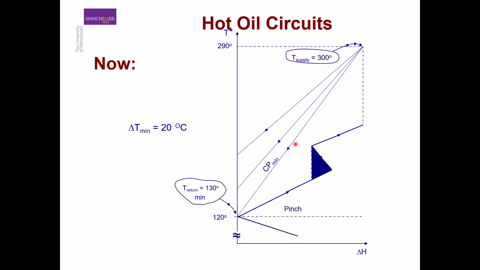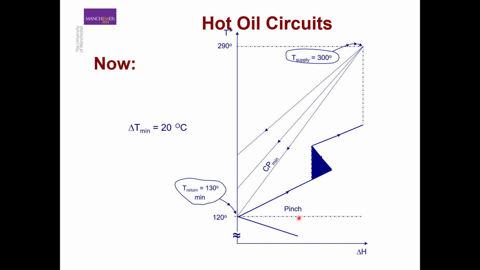So the slope of this line dictates the mass flow rate of the oil. If you have a higher temperature here, it means that you have more oil mass flow rate, and if you have a lower temperature here, it means that you have less mass flow rate. So optimally speaking, we always want our return temperature of our oil to be the pinch temperature of the process.